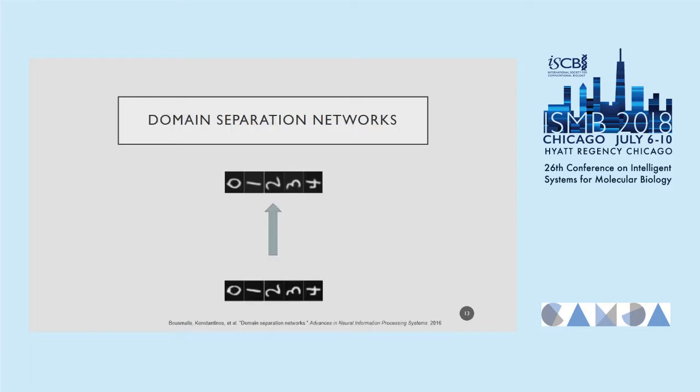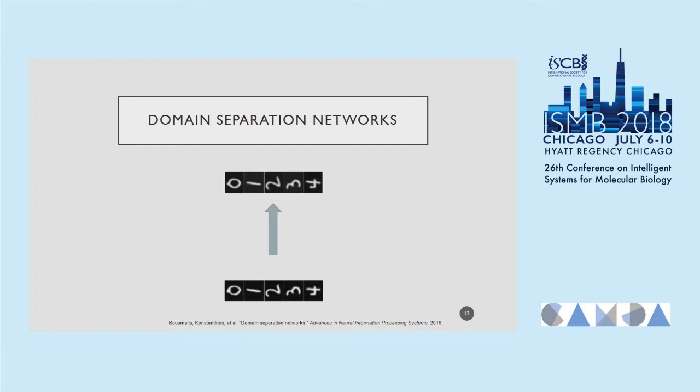To deal with this challenge, I read several papers from deep learning and computer vision, and I was inspired by a work published in 2016, though in the recent two years a lot of papers are talking about it. It is called domain separation networks.